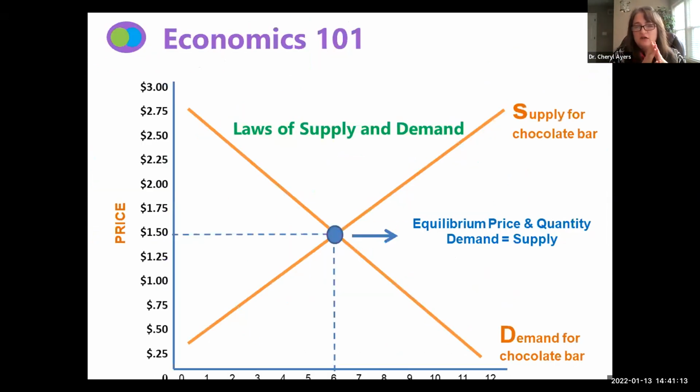And I'm not going to go into this, although this is one of my favorite subjects, but a basic understanding of supply and demand is critical for consumers and entrepreneurs. And it doesn't have to be complicated.